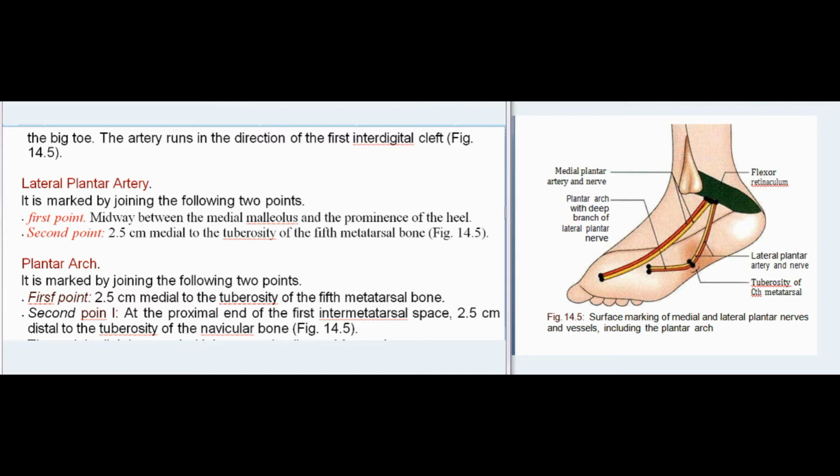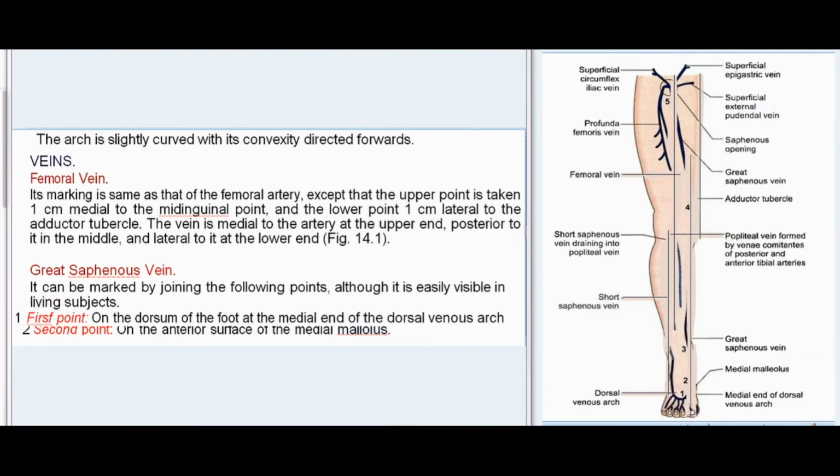Plantar arch. It is marked by joining the following 2 points. First point, 2.5 cm medial to the tuberosity of the fifth metatarsal bone. Second point, at the proximal end of the first intermetatarsal space, 2.5 cm distal to the tuberosity of the navicular bone, Fig 14.5. The arch is slightly curved with its convex directed forwards.